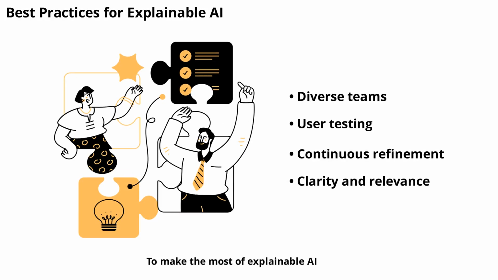To make the most of explainable AI, follow best practices such as involving diverse teams, testing explanations with real users, and continuously refining your models. Always prioritize clarity and relevance in your explanations. By doing so, you'll create AI systems that are not only powerful but also trustworthy and user-friendly.